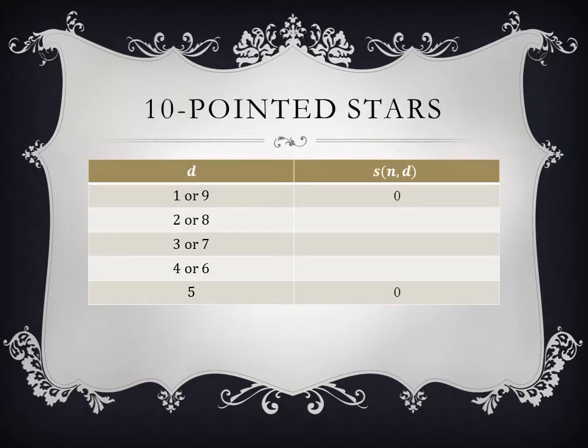To test our hypotheses, we'll look at 10-pointed stars. We already know that 1, 5, and 9 are invalid values for d. 10 is composite, so if our first hypothesis is correct, there will be no valid stars at all. 10 is divisible by 2 and 5, so if our second hypothesis is correct, 2 will be invalid, but 3 and 4 will work. 10 is relatively prime to 3, so if our third hypothesis is correct, 3 will be valid, but 2 and 4 will be invalid.